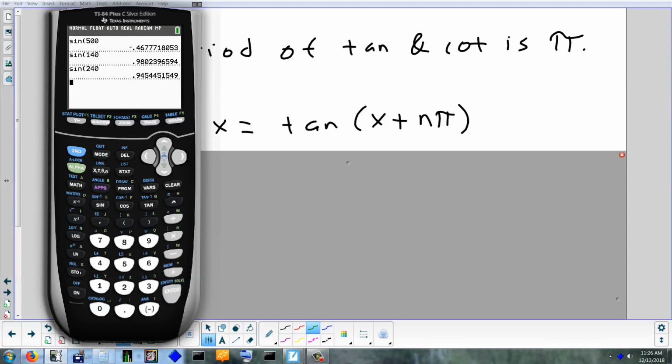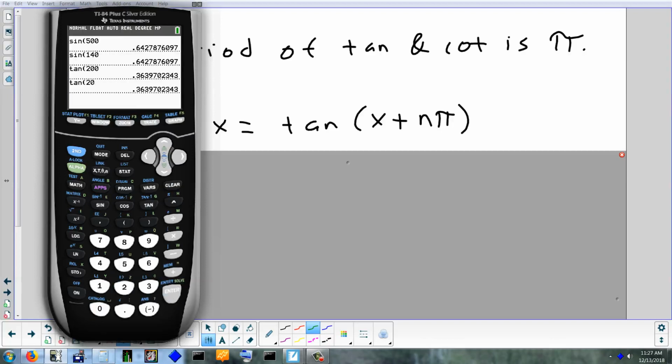Why can't I do 500 minus? It's 140. What am I in, radians? Oh yeah, I'm in radians. So if you do this in degrees, you've got to be in the right mode. So sine of 500, there you go. Sine of 140, same thing. You can add or subtract 360 to an argument in a sine or cosine function, and it doesn't change the answer. While with tangent, I could take the tangent of 200, or I could take the tangent of 20.